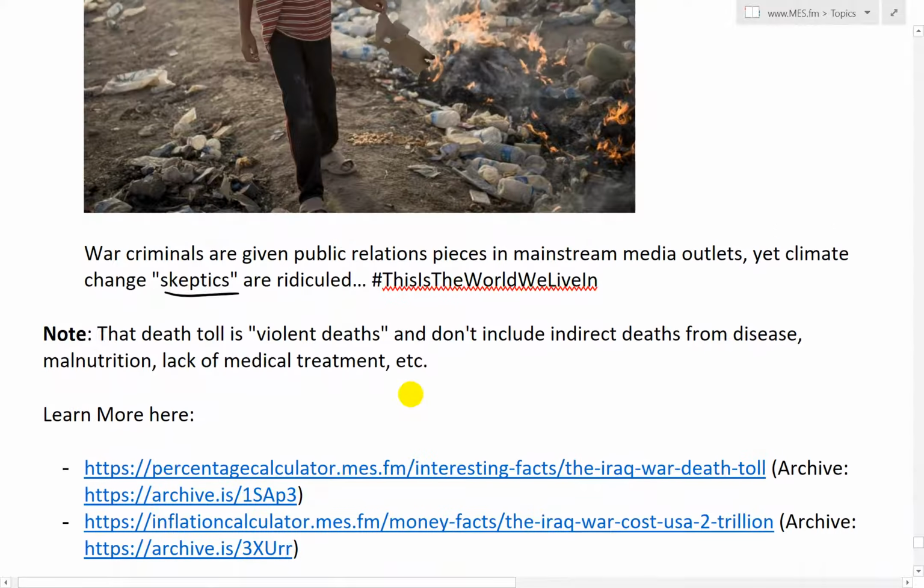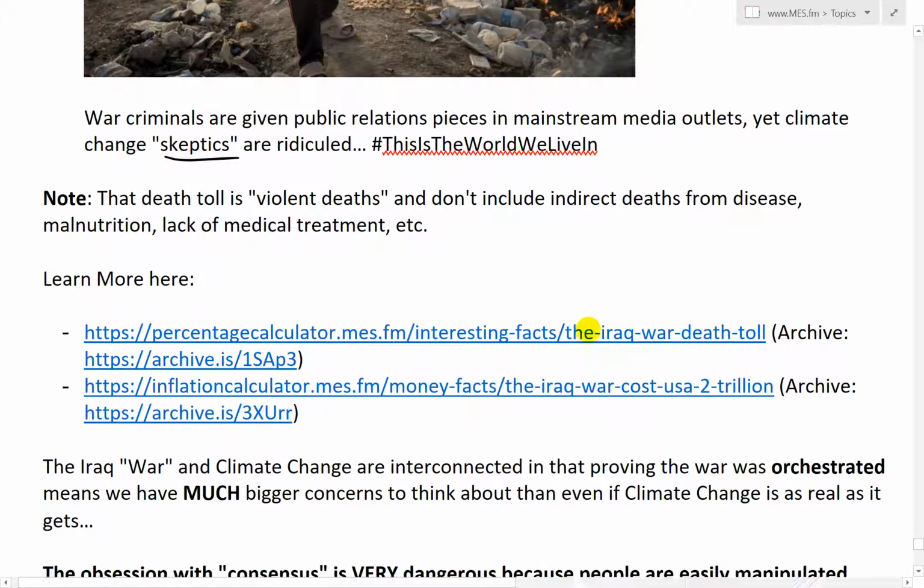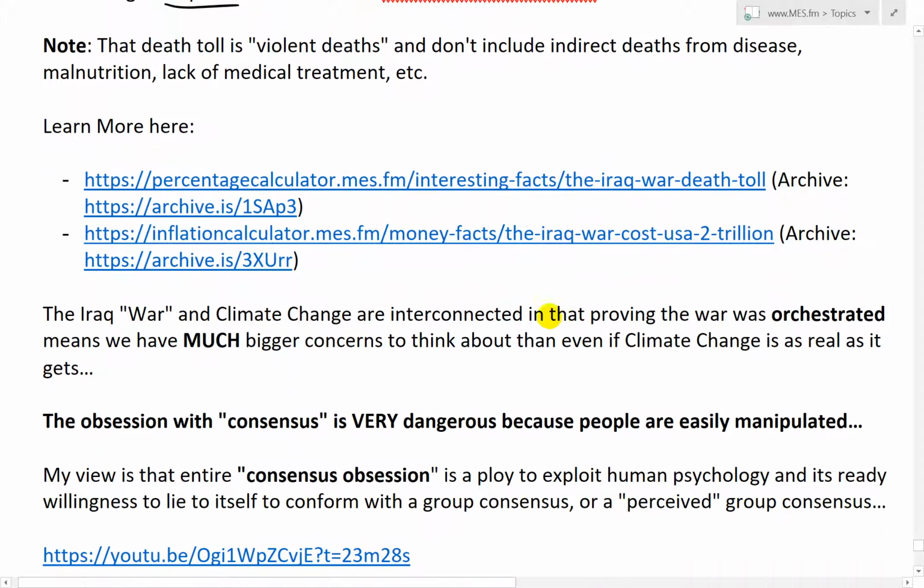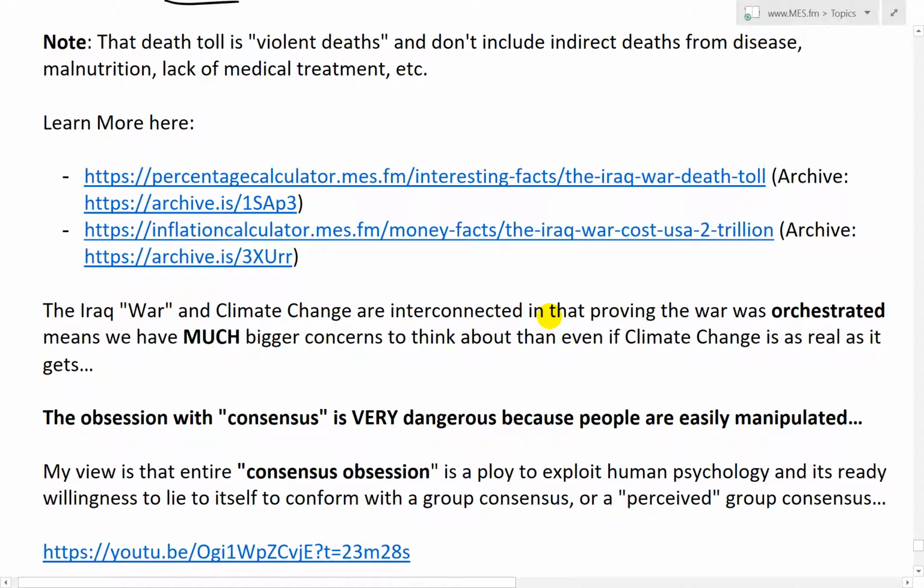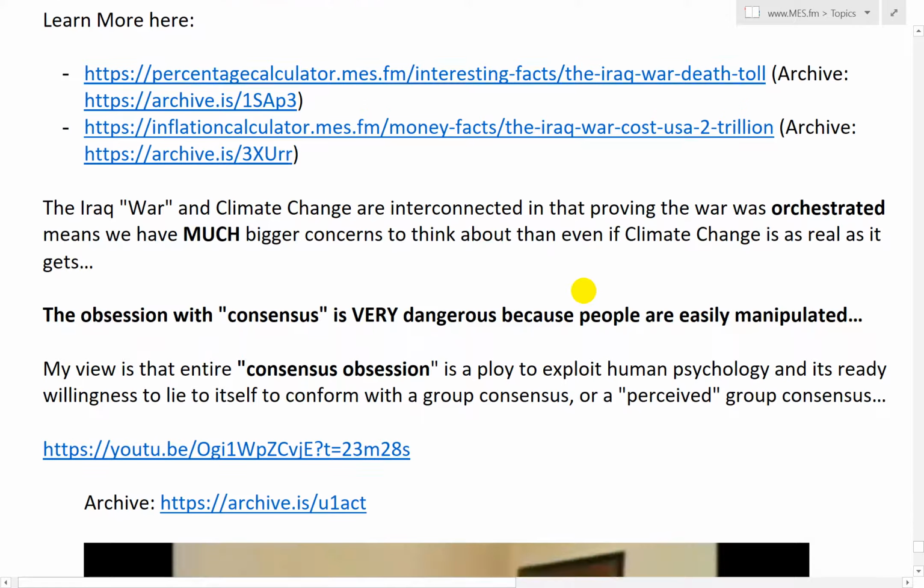And also note that the death toll above is violent deaths and doesn't include indirect deaths from disease, malnutrition, lack of medical treatment, etc. You can learn more here. I posted several articles a year or two ago on a percentage calculator website there and inflation calculator. You can check that out. This is for the money. This is about just the random facts I put up there.